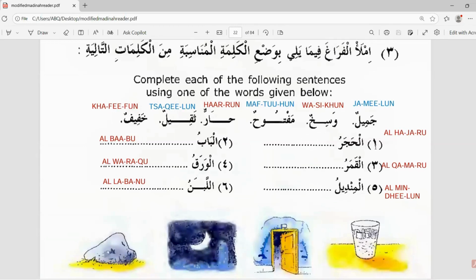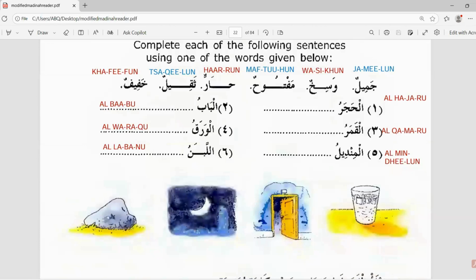So let's look at the first one. Al-Hajaru, the stone or the rock. The word we would use is thaqilun, heavy. Al-Hajaru thaqilun, the rock is heavy. Next one, Al-Babu. Al-Babu is the door, and the word will be maftuhun. Maftuhun is open. So you can see this door here is open.